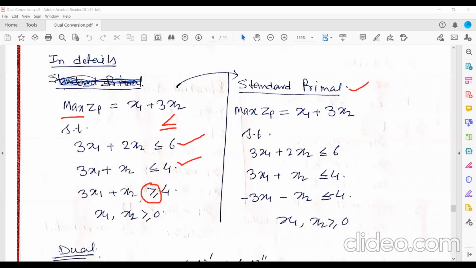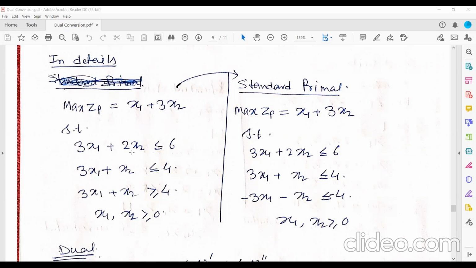So how will you convert this greater than or equal to into less than or equal to? Simply, you multiply this whole inequality by a minus sign. So minus 3x1 minus x2, and this greater than becomes less than or equal to, and that is minus 4. So now this is your standard primal.